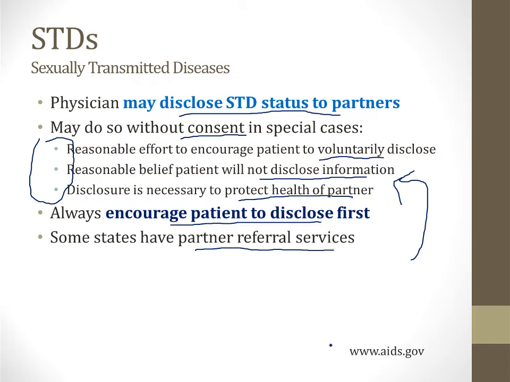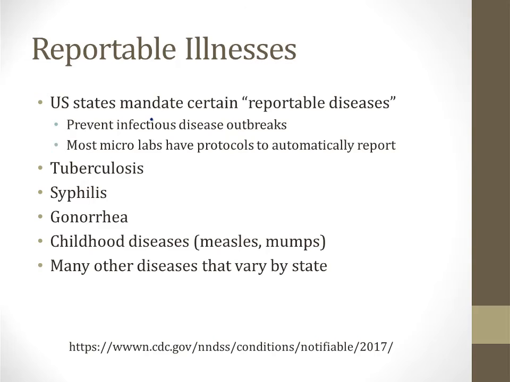And if you want to know more about this, some of the best information is found on the web at aids.gov. This carries lots of information about how to inform partners and protect people from the spread of the HIV virus. Now let's talk about reportable illnesses.